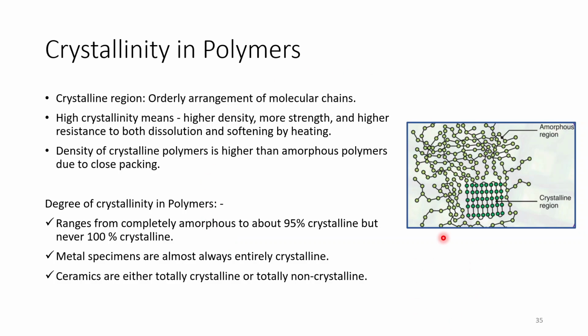So here also you can see there are crystallized regions in between and which is surrounded by material which is not ordered. So crystalline region surrounded by disordered structure. So the density of crystalline polymers is higher than the amorphous polymers due to close packing. So from here also you can see this one has less atomic packing compared to this one.